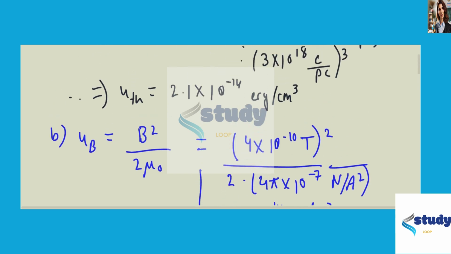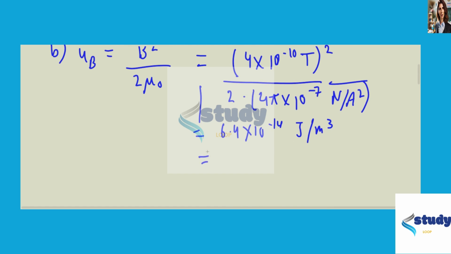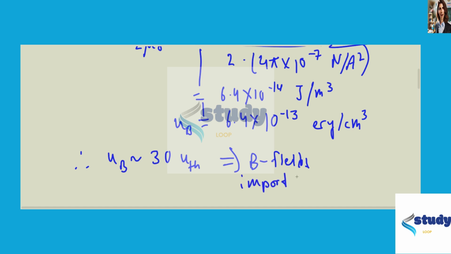You have to convert this to CGS units, and as it turns out, the conversion is fairly straightforward. You multiply this by 10, and you get 6.4 times 10 to the minus 13 ergs per centimeter cubed for the magnetic energy density. Therefore, the magnetic energy density is about 30 times the thermal energy density, meaning that magnetic fields should be important in the Milky Way's ISM. And that's it.